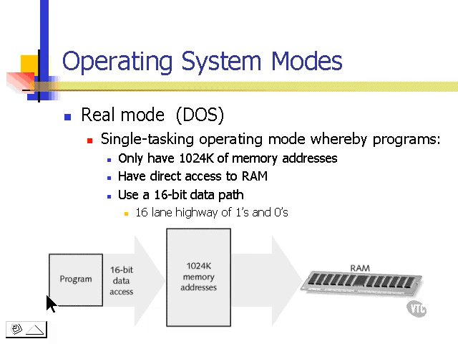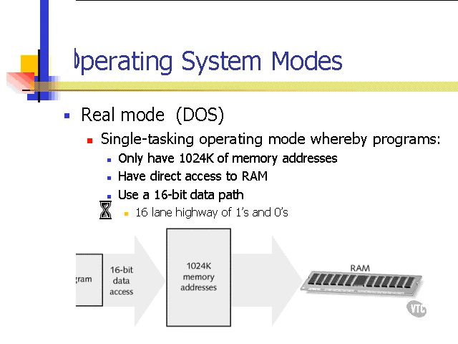Operating system modes include Real Mode, which is used by DOS. In Real Mode, we're talking about a single task operating mode. If we're doing one thing, that's all we can do. We'd have to close that to do something else. It only addressed 1024K of memory addresses, that's 1 meg of RAM. It had direct access to RAM, and it used a 16-bit data path. A 16-bit data path is like a 16-lane highway of ones and zeros. That's what we used in Real Mode. Real Mode is typically not used today.